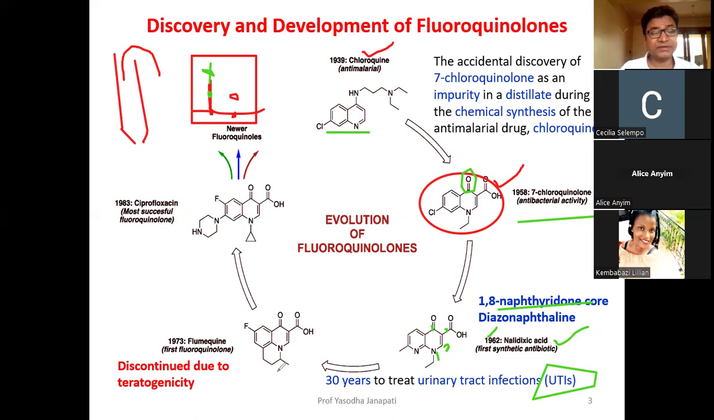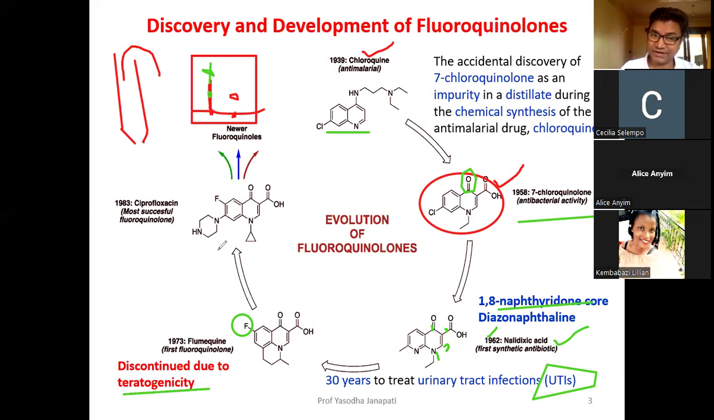From nalidixic acid, with further modification, we got the drug flumequine. You see, there is a fluorine group attached at the 6th position. This is the first fluoroquinolone antibiotic which they discovered. Fluoroquinolones are more famous than naphthyridine derivatives. Fluorine was attached because it changed the physical and absorption properties. That's why we also call this classification fluoroquinolones. But it has been withdrawn from the market because of teratogenicity.